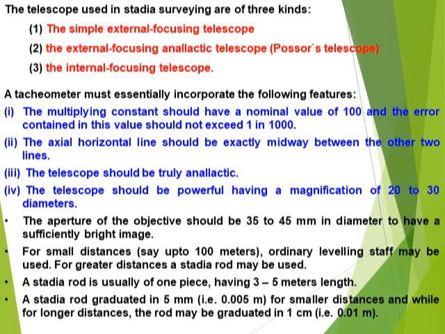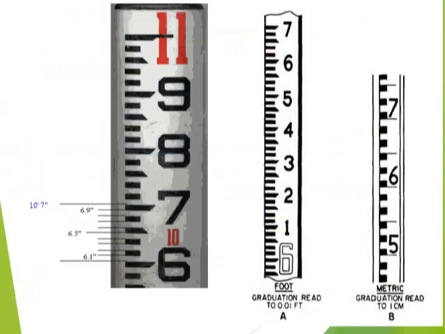For small distances, say up to 100 meters, an ordinary leveling staff may be used. For greater distances, a stadia rod may be used. The same is usually of one piece, having a length of at least 3 to 5 meters. The same is graduated in 5 mm for smaller distances, while for longer distances, the rod may be graduated in 1 centimeter. This is the scale.